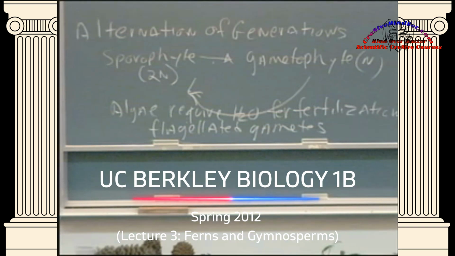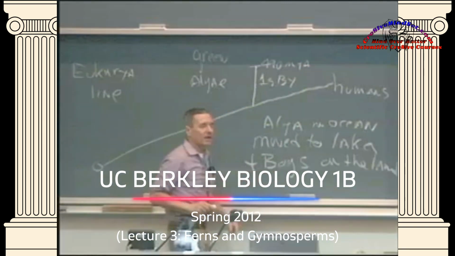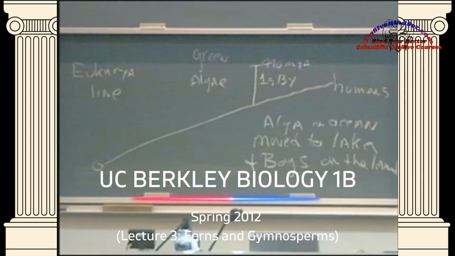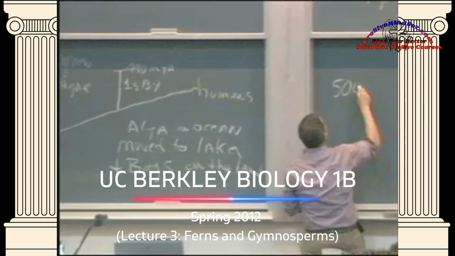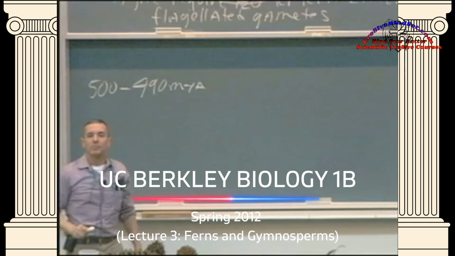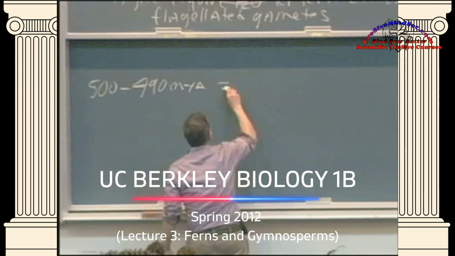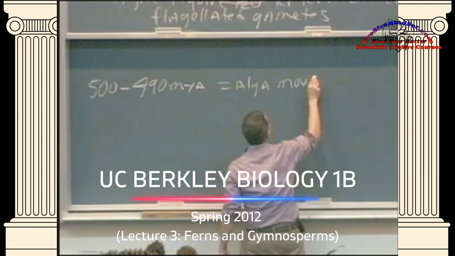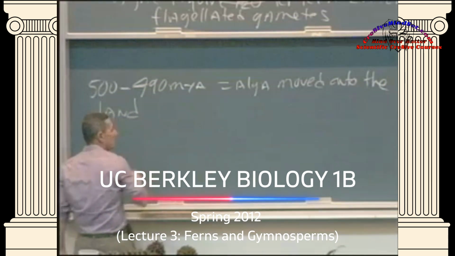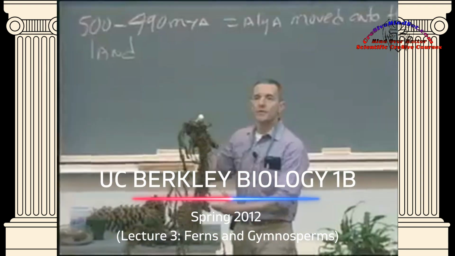And then after the first billion years, about 490 million years ago, we think a remarkable event happened. At about 500 to 490 million years ago, an alga moved from a lake or the bog onto the land, became the first land plant. Now, imagine this organism here, which is a brown, but nevertheless is still an alga, moving from an ocean environment onto the land.